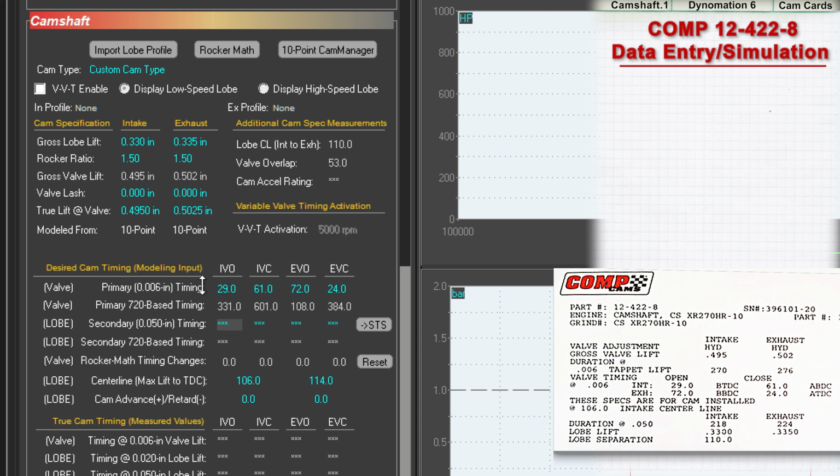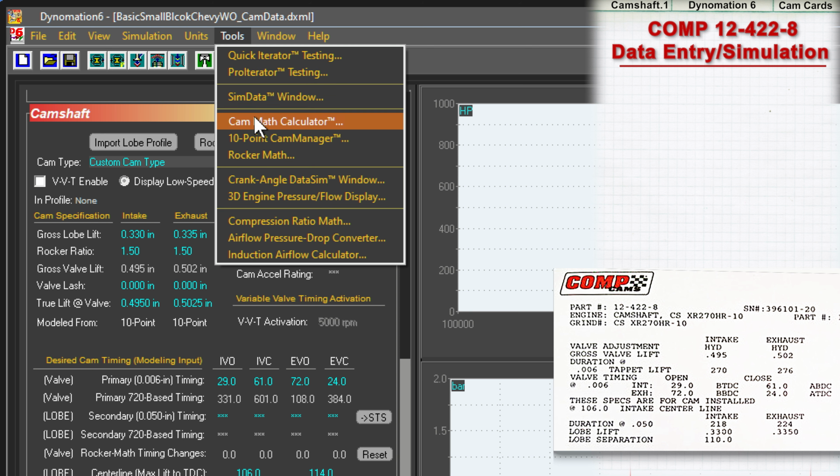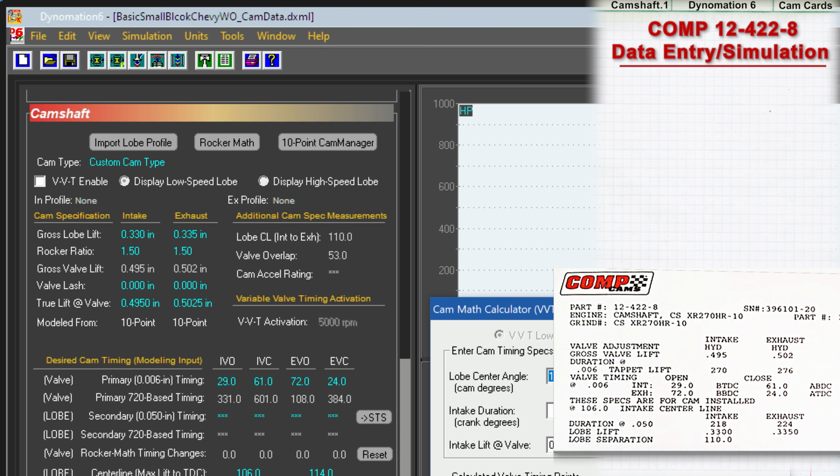Unfortunately, the 50 thousandth inch valve timing points are not included on the cam card. This is very strange, since these are the timing points used to properly install the cam. Regardless, we can calculate the missing points from the data we already have. I'll open the Cam Math Calculator from the Tools menu.